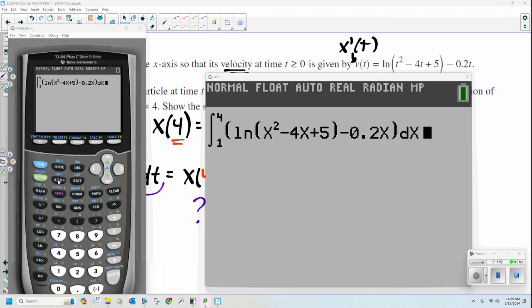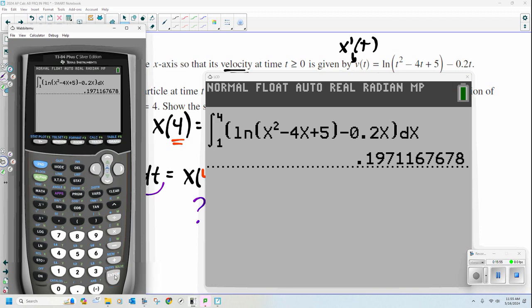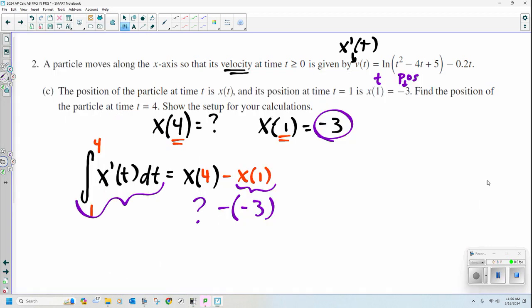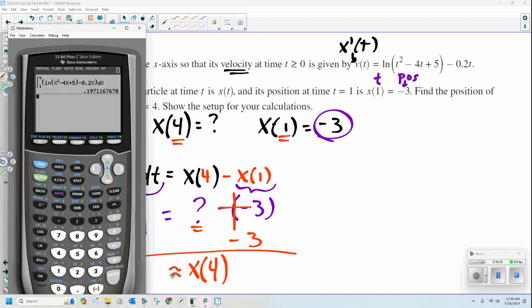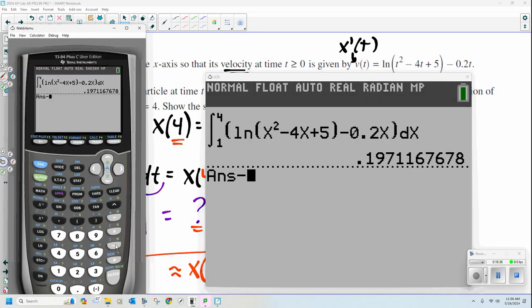Okay, so if I hit enter, I get 1 point, what do I get? 1.97. Yeah, it's called 1.97. Well, 3 decimal places. Okay, so this is, well, it's 0.197. Okay, so let's keep in mind that when I subtract a negative, it's like adding, correct? So if I'm solving for this here, I just got to subtract 3 from both sides. So my x of 4 is going to be approximately, and let's go back to the calculator, and let's just take our answer and subtract 3.